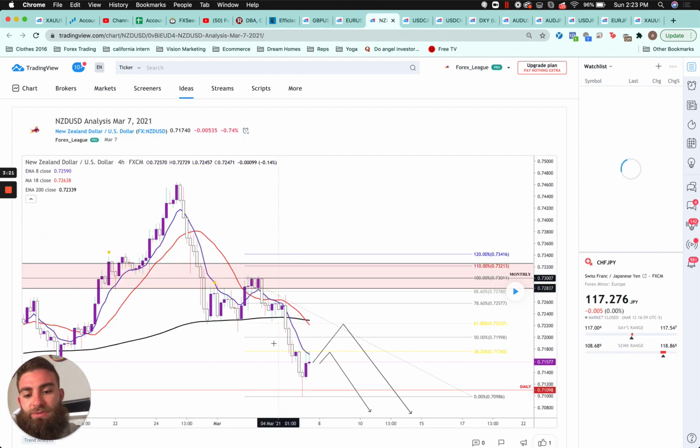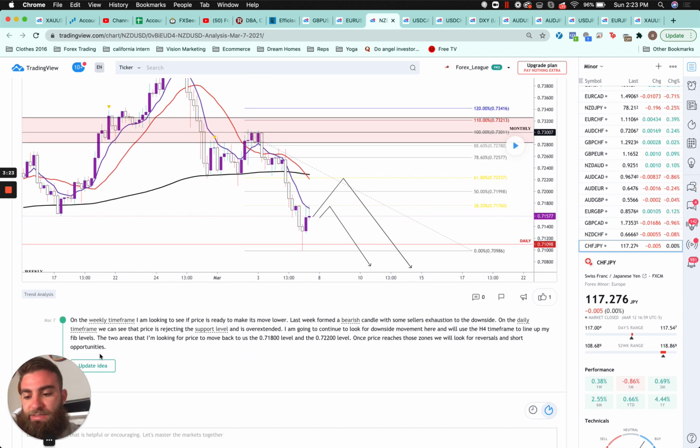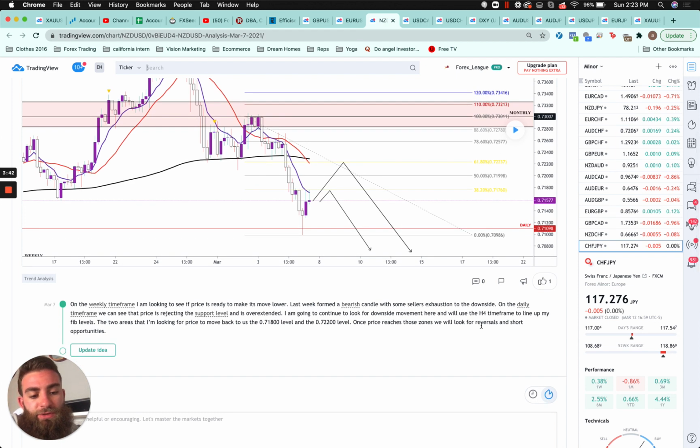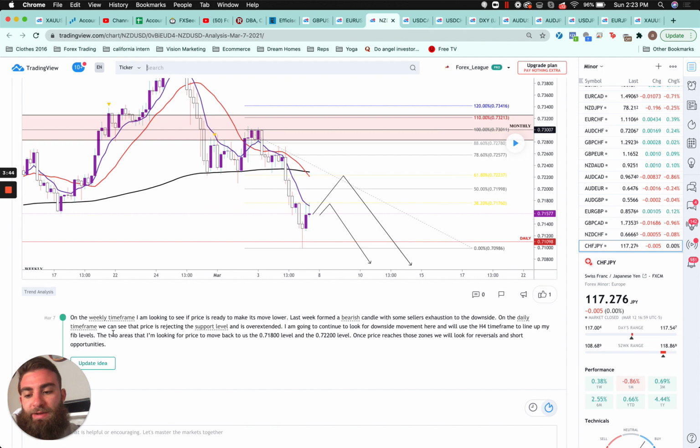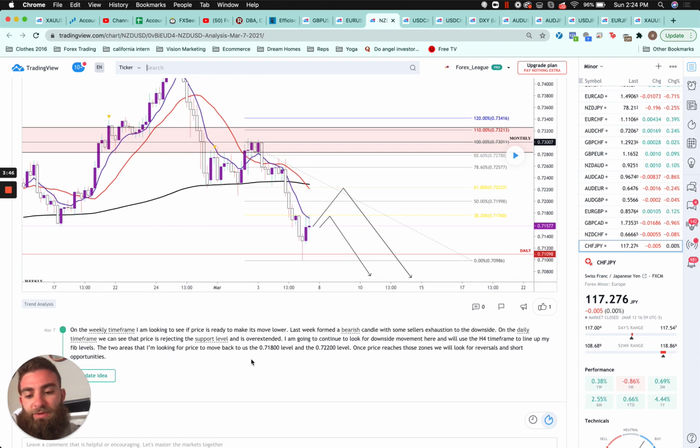Let's go next to NZDUSD. So on the weekly time frame, I'm looking to see if price is ready to make its move lower. Last week formed a bearish candle with some sellers exhaustion to the downside. On the daily time frame, we can see that price is rejecting the support level and is overextended. I'm going to look to continue for downside movement here, and we'll use the 4-hour time frame to line up with my fib levels, these two areas that I'm looking for price to move back.